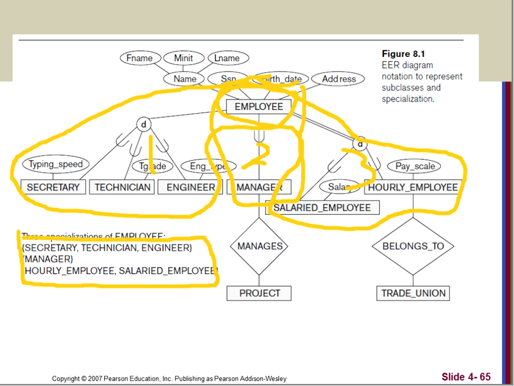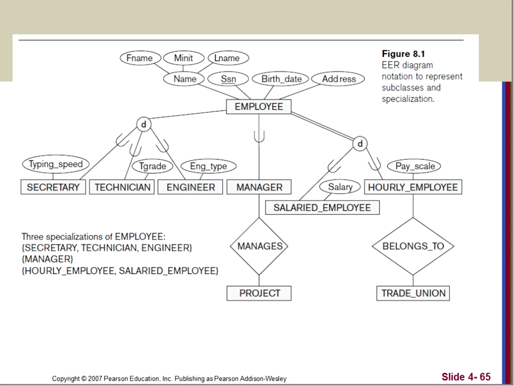Okay, this is an EER diagram. So we will see a little bit more about the EER diagram. Okay, so here you can see something, the letter D. So when I said that we are going to use the circle to represent super and subclasses, in the case of a single subclass, we omit such a circle. In case of multiple subclasses, we use the circle.